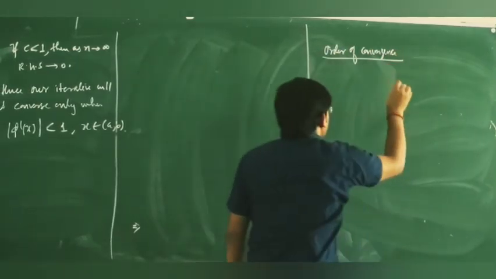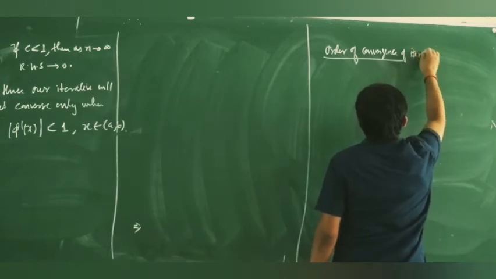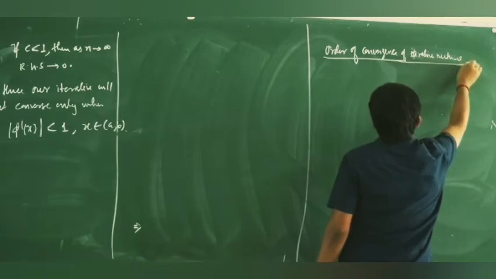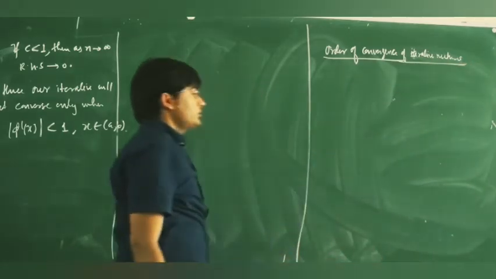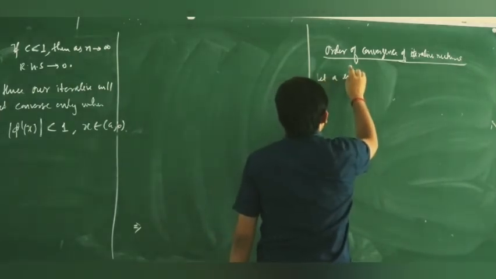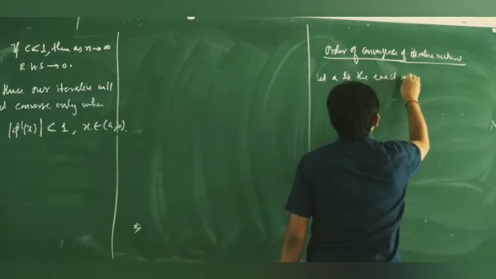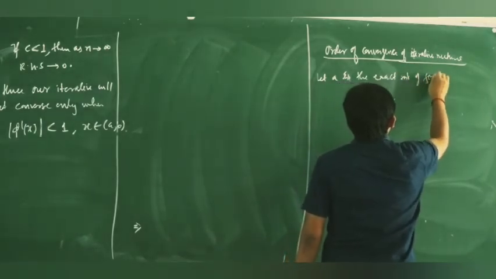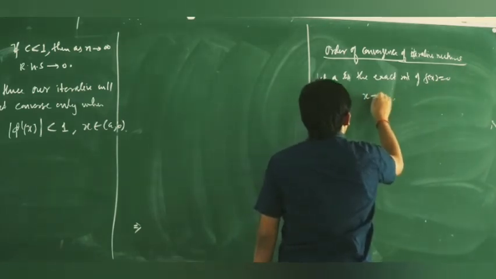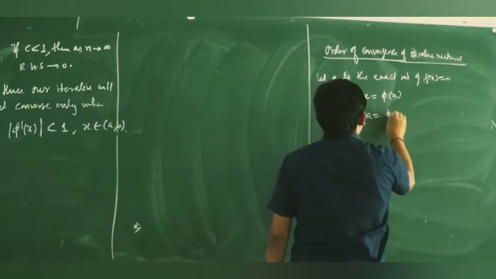So, the order of convergence of an iterative method, or your fixed point iteration method. Let a be the exact root of f(x) equal to 0. Then again we can write x equal to phi of x. So we have a equal to phi of a.